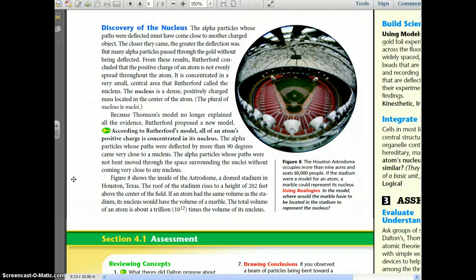Figure 8 shows the inside of the Astrodome, a domed stadium in Houston, Texas. The roof of the stadium rises to a height of 202 feet above the center of the field. If an atom had the same volume as the stadium, its nucleus would have the volume of a marble. The total volume of an atom is about 1,000,000,000,000 times the volume of its nucleus.